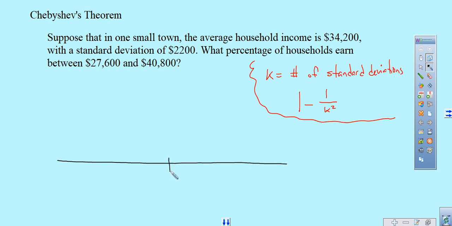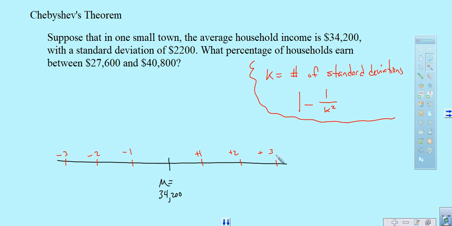We take this line, we split it in half, and that number right smack in the middle is going to be our mean. In this particular case, our mean is equal to 34,200. Then from there, we split it into standard deviations: 1 standard deviation, 2 standard deviations, 3 standard deviations above. So that's +1, +2, +3. We go down, that would be -1, -2, and -3 standard deviations.